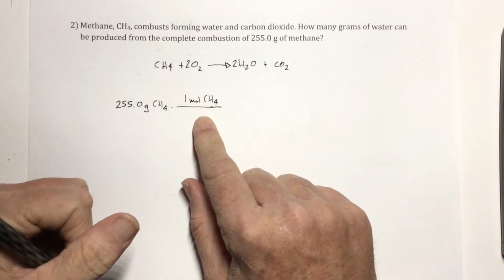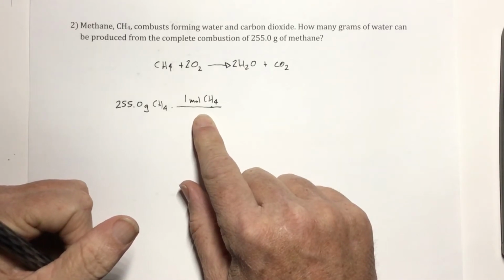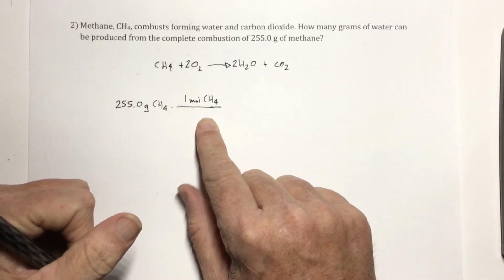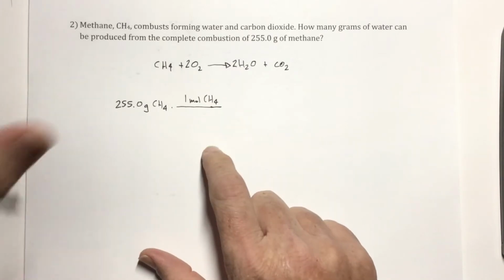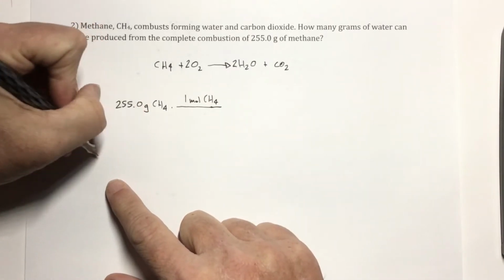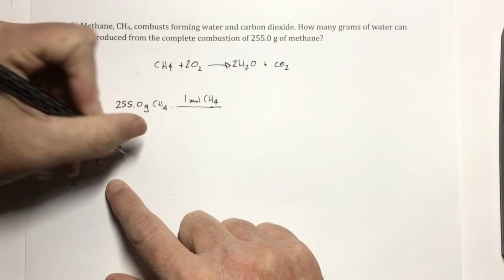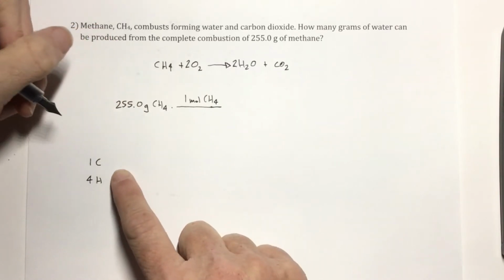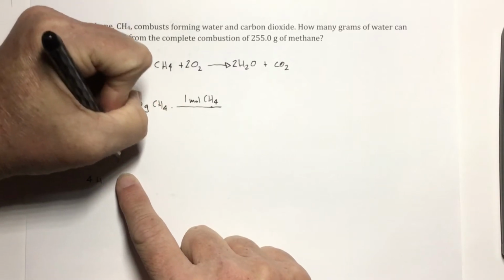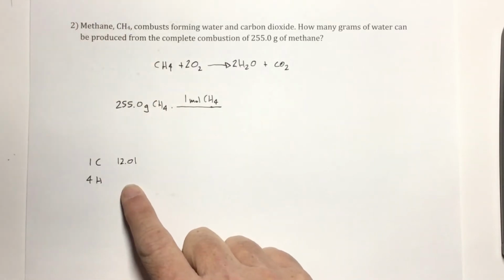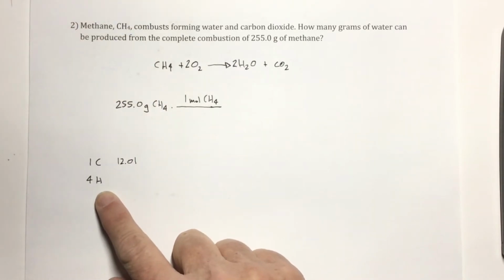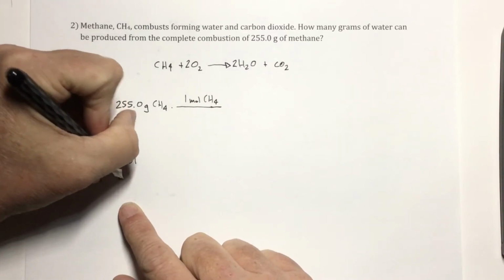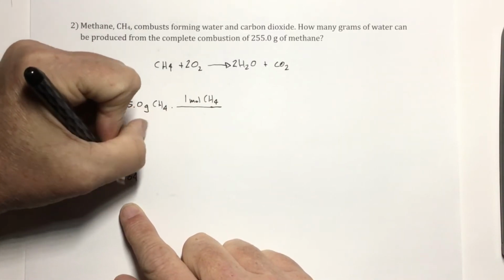And what is the equivalent of 1 mole of methane in grams? Well, it would be the atomic mass of methane. So let's find out what the atomic mass of methane is. I have carbon, I just have one of those, and I have 4 hydrogens. The atomic mass of carbon is 12.01. The atomic mass of hydrogen is 1.01, which times 4 would be 4.04.